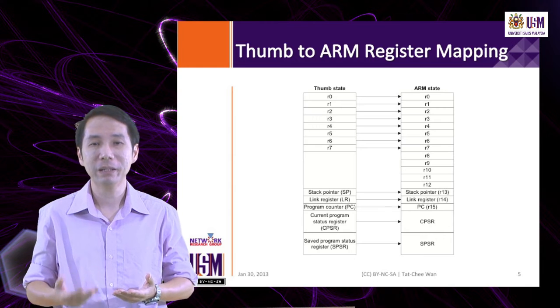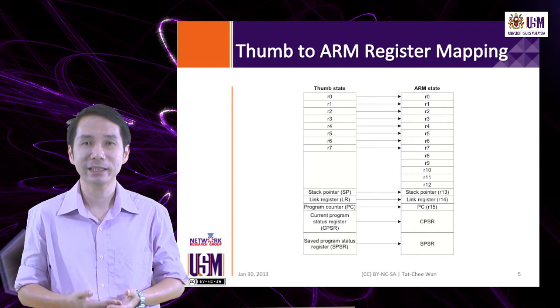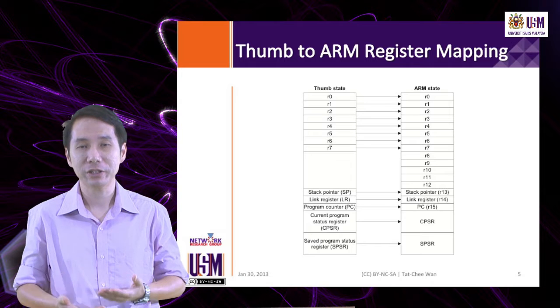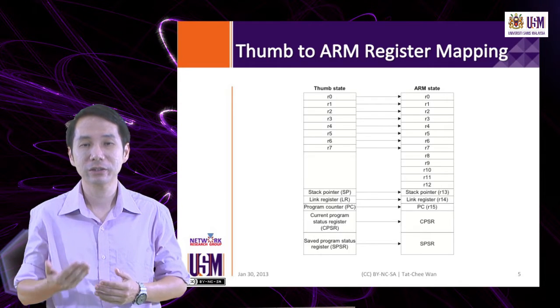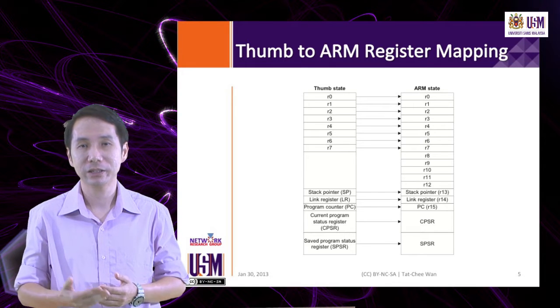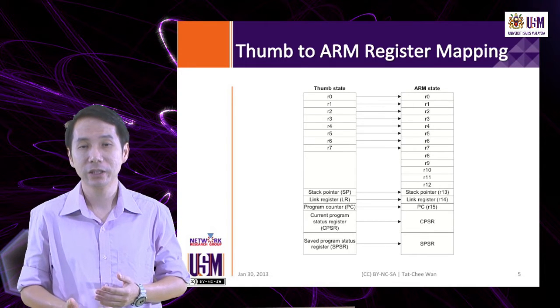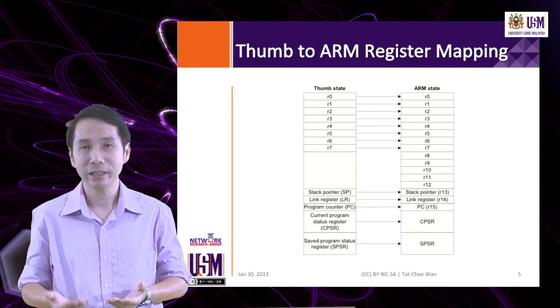Here we see the mapping of thumb to ARM registers. Basically, thumb presents a subset view of the registers present in the ARM microprocessor. R0 to R7 are direct mapping to the ARM mode R0 to R7. There is no difference. The only difference is that R8 to R15 have limited access in thumb state.